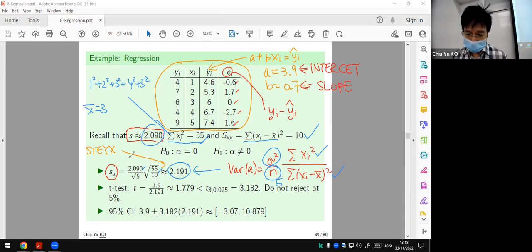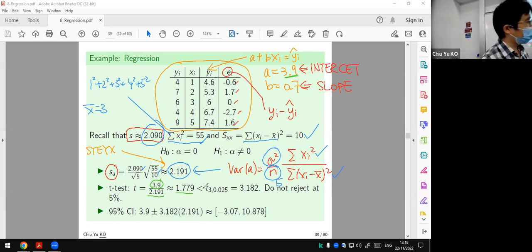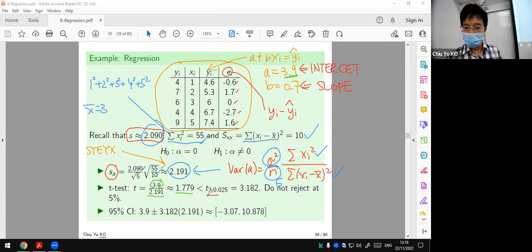And the next part would be we just divide A, which is 3.9 here, divided by the standard error, right? And we get 1.79, okay? We get a T, then we just compare the critical values, okay? Or you use the p-value method, okay? And the critical value, because degree of freedom is 3, right?